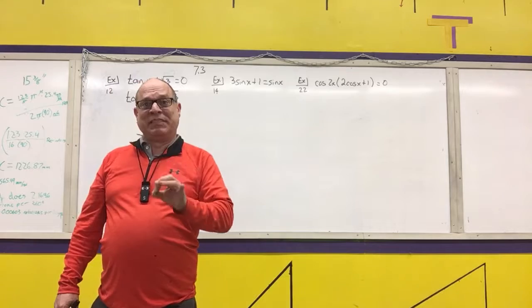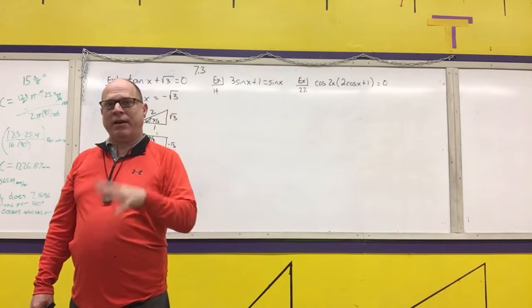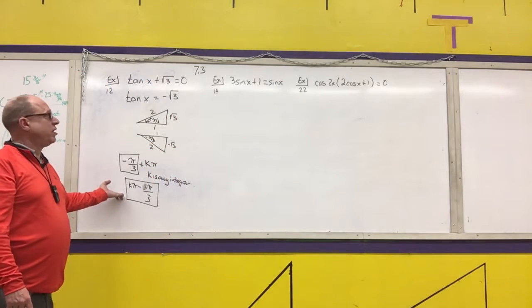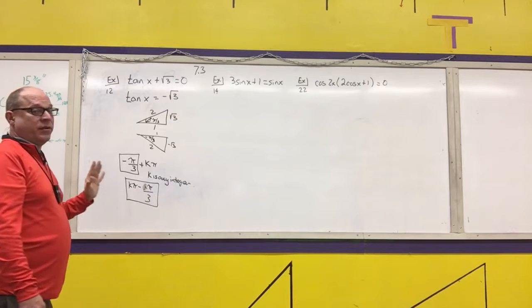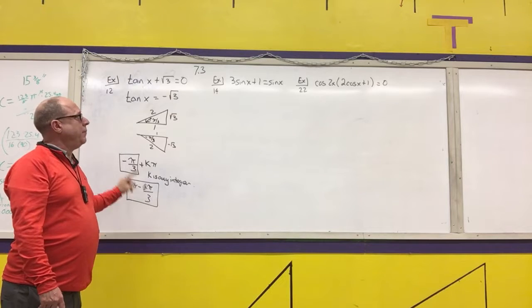So if it does not specifically give you a domain, for example, 0 closed to 2 pi open, I need every single answer. Because we're looking at when does this graph cross the x-axis. That graph repeats forever. So I'm going to have forever a number of numbers. That's how I represent it.